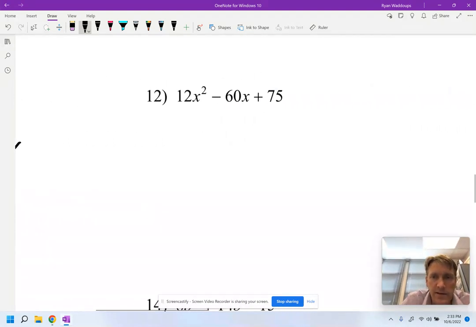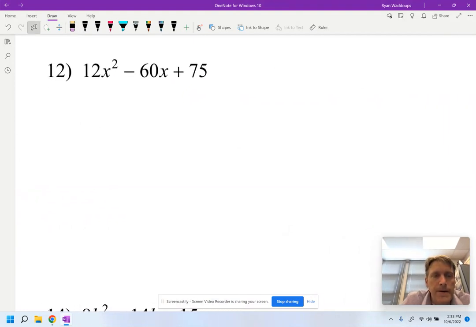All righty, number 12. 12, 60, and 75. 12 will go into itself, obviously, and 60, but not 75. So I look at 6, which is the next biggest factor of 12. And 6 will go into 12 and 60, but not 75. So then I go to 4. 4 won't go into 75. So it looks like 3. Looks like 3 is going to be it again.